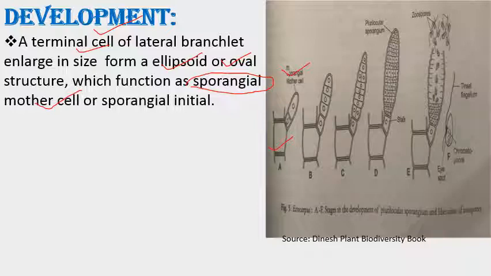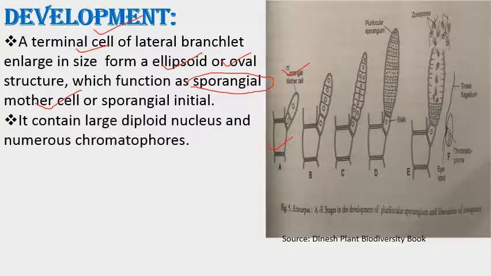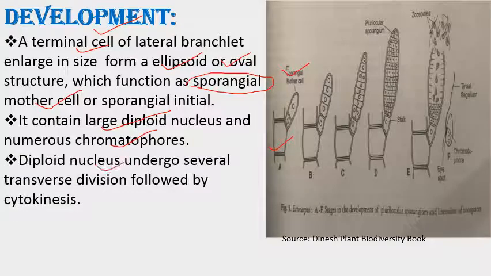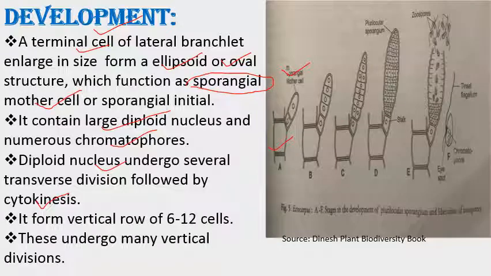The chromatophores move inside it, and the nucleus will undergo meiotic division, and this division is followed by division of the cytoplasm, which results in the formation of these compartments. So it contains a large diploid nucleus and numerous chromatophores. Then the diploid nucleus undergoes meiotic division followed by cytokinesis. It forms vertical rows of 6 to 12 cells.